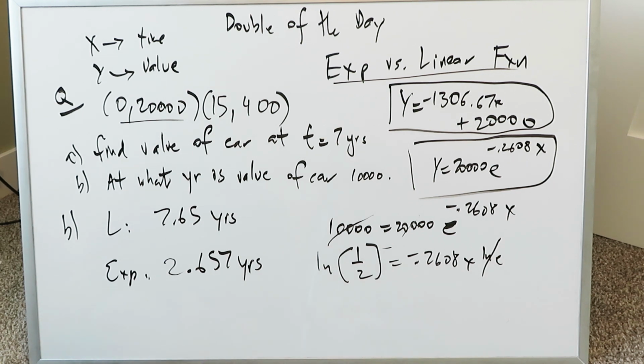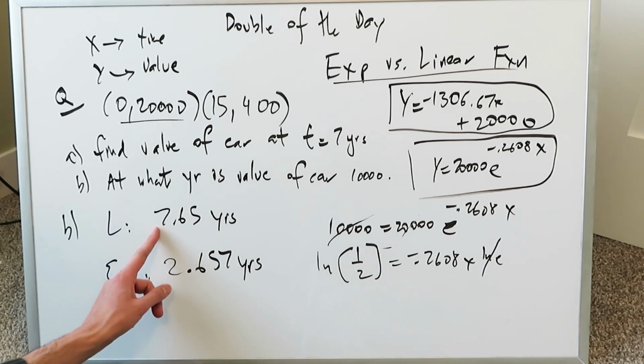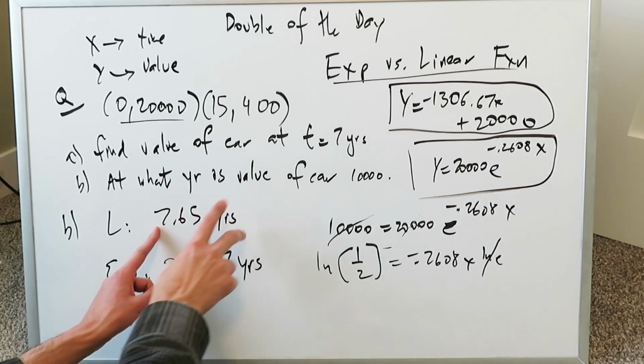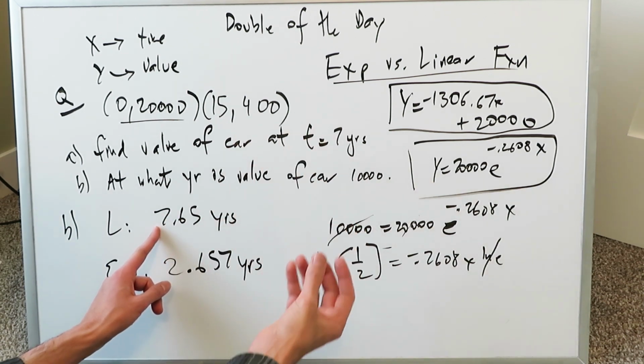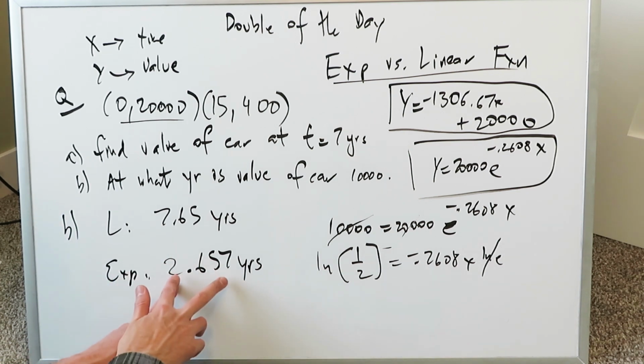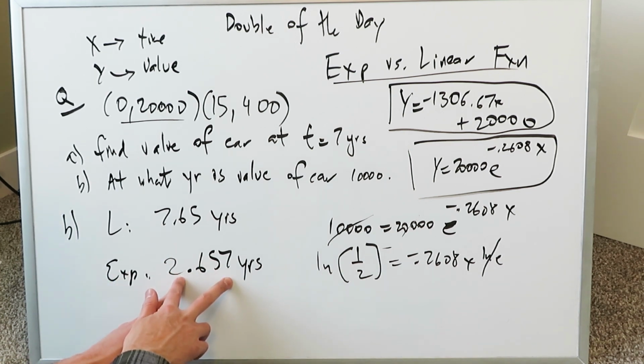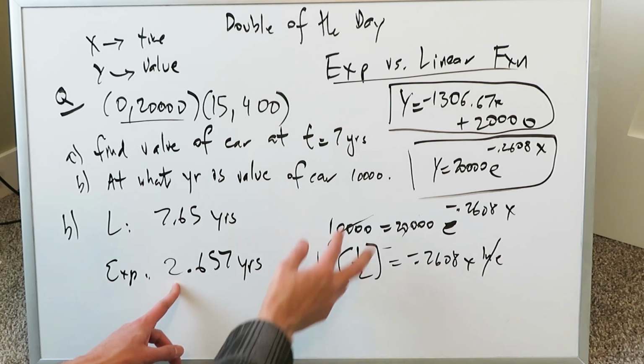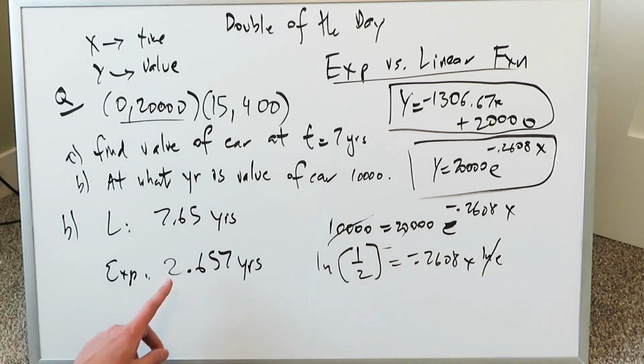Anyhow, but look at this. Look at the stark difference between the two. After 7.65 years, your car, based on the linear model, still is worth half of its entire value. But after less than 3 years, your car has depreciated or lost half of its value. And you can see how quickly, based on this exponential model, the value of your car decreases.